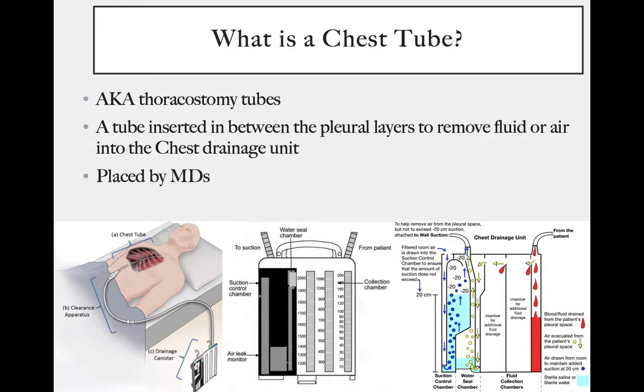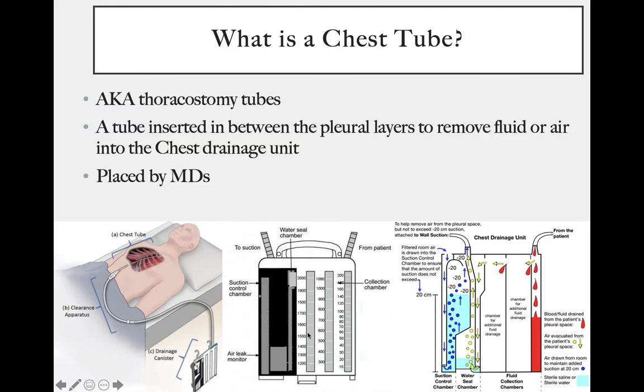So what is a chest tube? It's also known as a thoracostomy tube. It's a tube inserted between those pleural layers to remove fluid or air, and it goes into a chest drainage unit, also known as a drainage canister. So these tubes are placed by doctors. Here in this image you can see the chest tube inserted in the patient, and then it goes down into the drainage canister. The second and third image show the chest drainage unit close up.